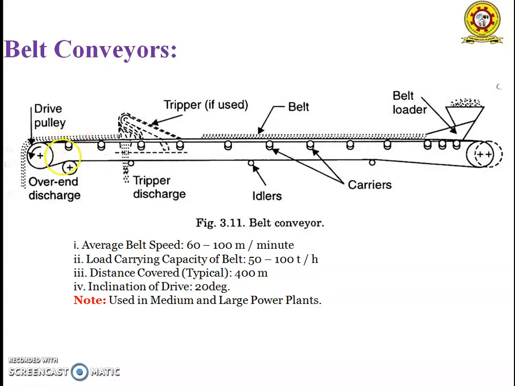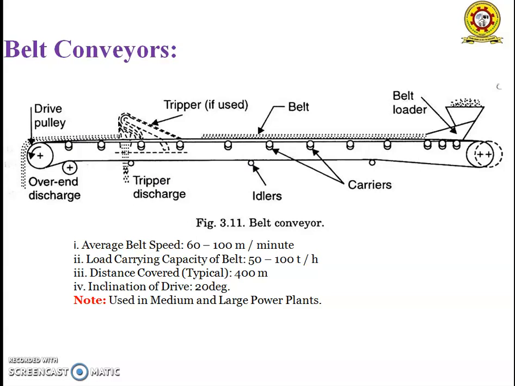The belt conveyors consist of an endless belt moving along a pair of end drums or rollers. There are two rollers here. At some distance, a supporting roller is provided at the centers. The belt is made up of rubber or canvas.